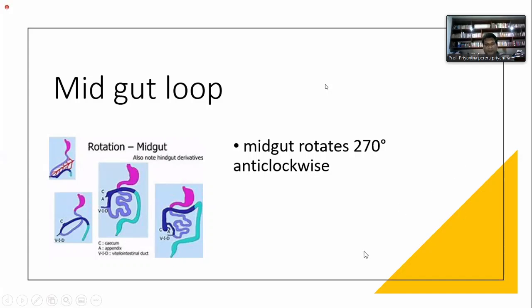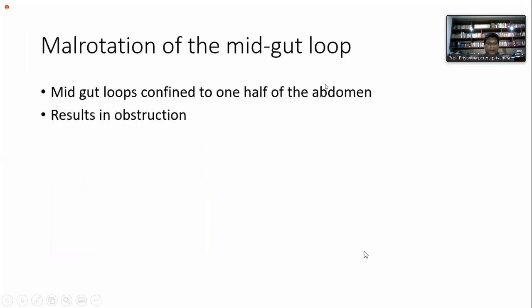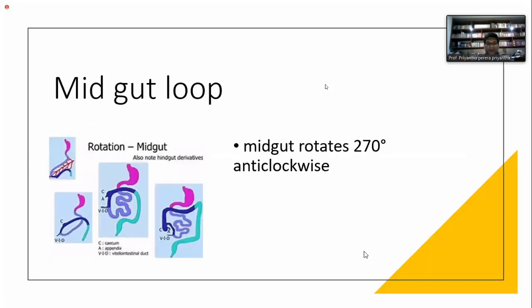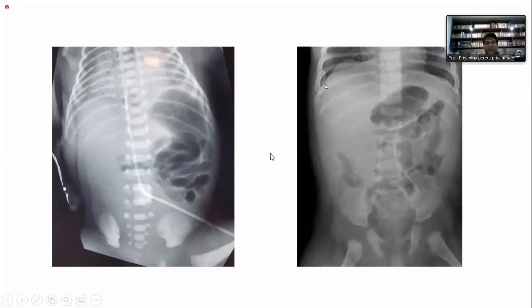The clue to the diagnosis is bowel loops confined to one half of the abdomen. And again, this can present as bile-stained vomiting because of the obstruction caused by it. Okay.